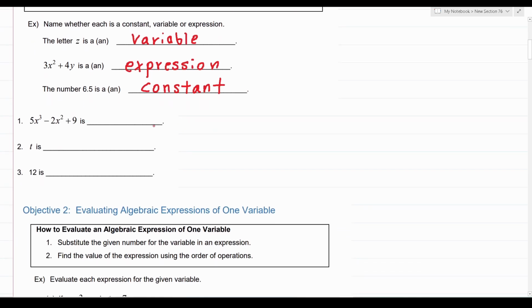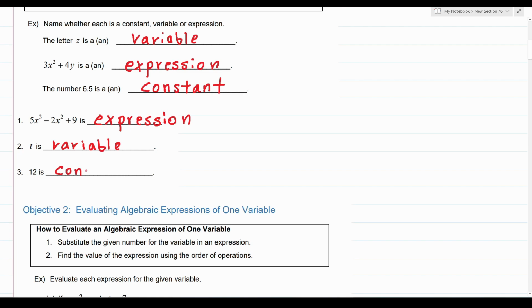All right, just 3 more examples here. Again, if you want to pause the video, that's a good idea. Make sure you can define what each of these is, because going forward, I'm going to use all those terms pretty quickly. So 5x to the third minus 2x squared plus 9. Well, that's an expression. Again, an expression is a combination of constants, variables, and operations. T is a variable. That T represents an unknown value. And finally, 12 is a constant.